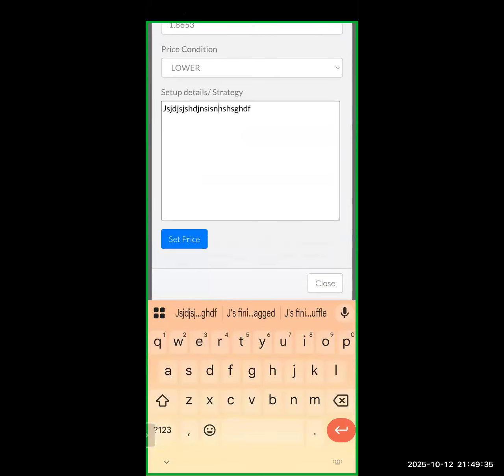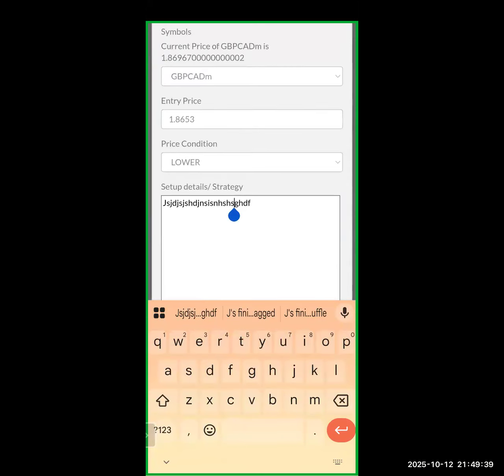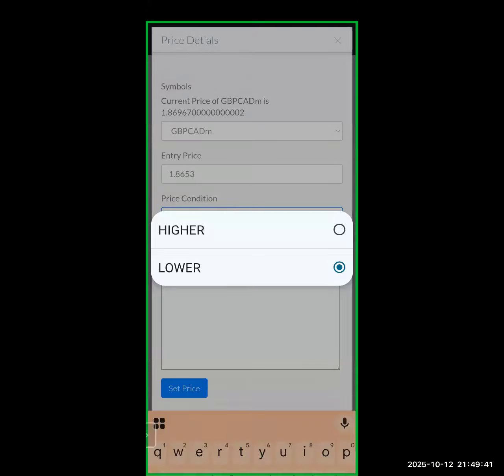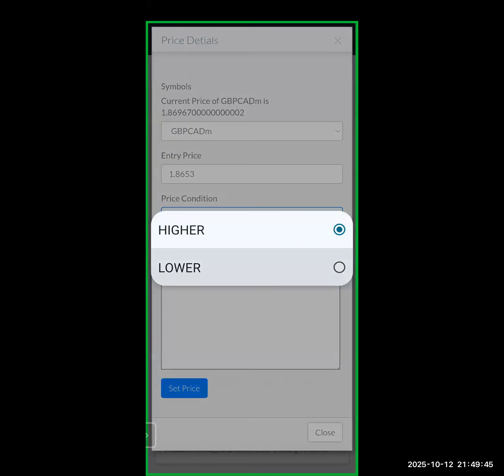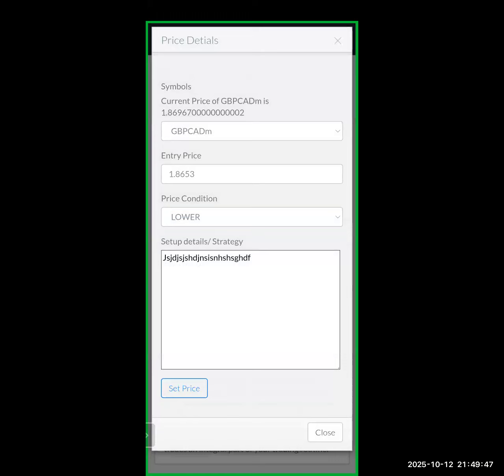He will reply you with this message. This is what you type to remind you the reason why you program it to be like this. So you can put it on high. If price is higher than your entry price, or if price is lower than your entry price, then you program it. So let me show you how to delete it.